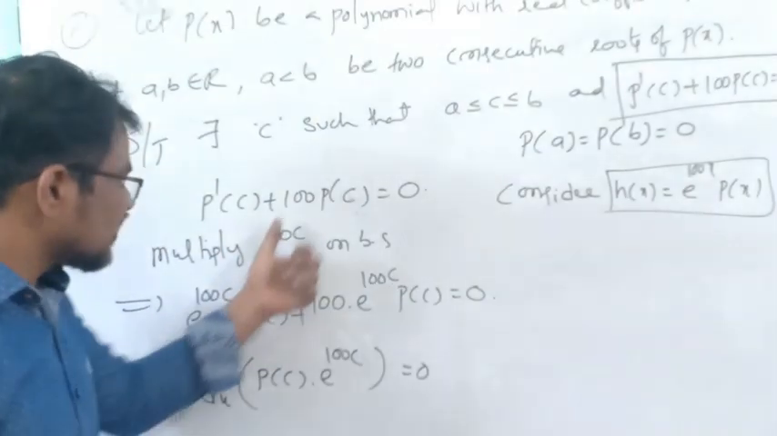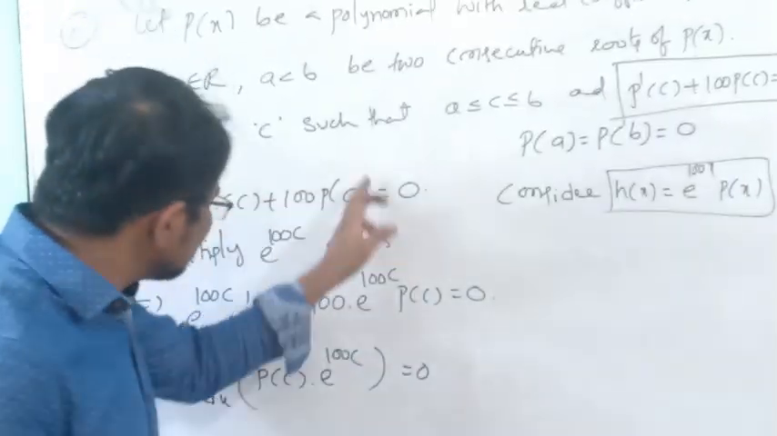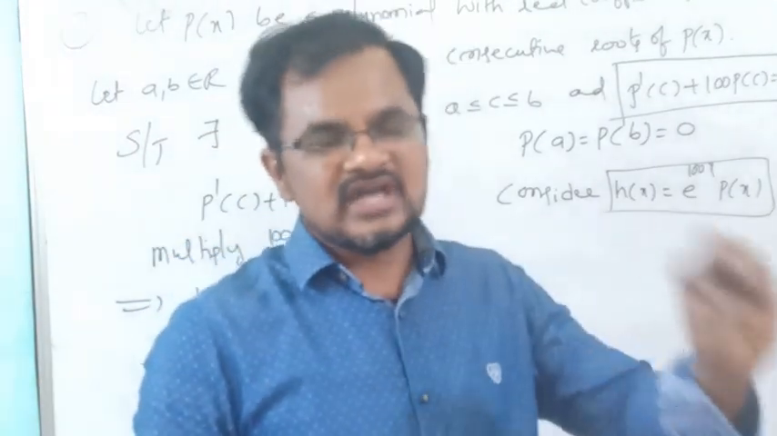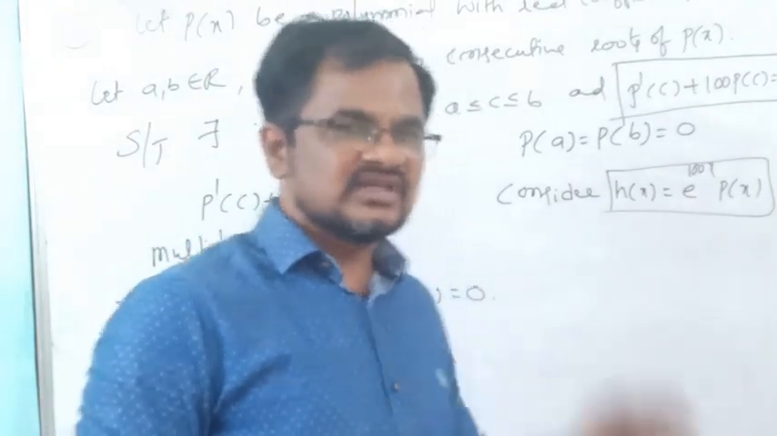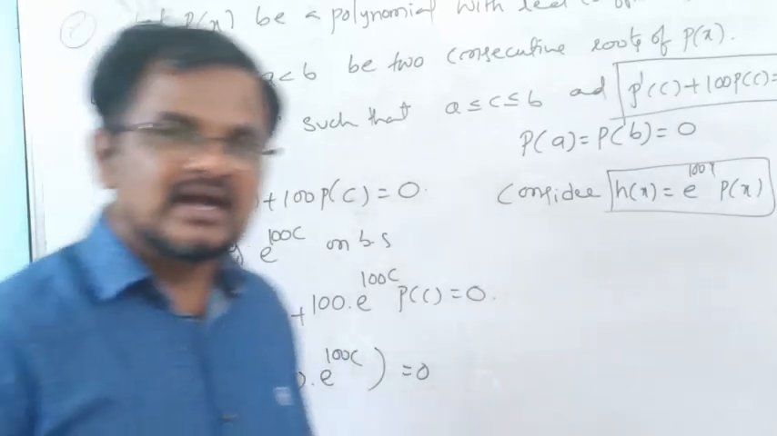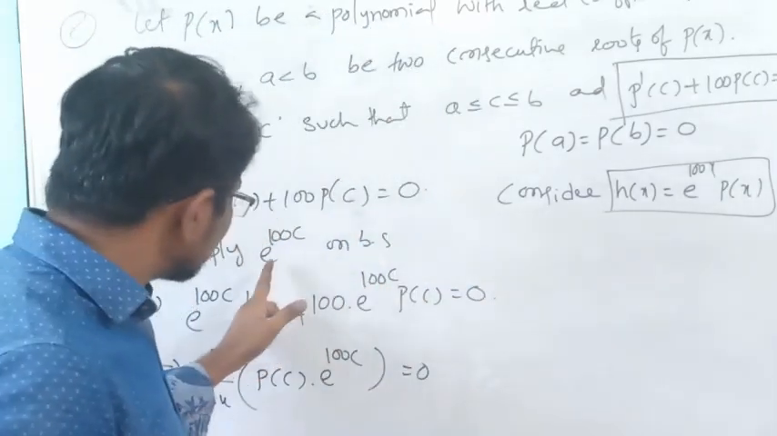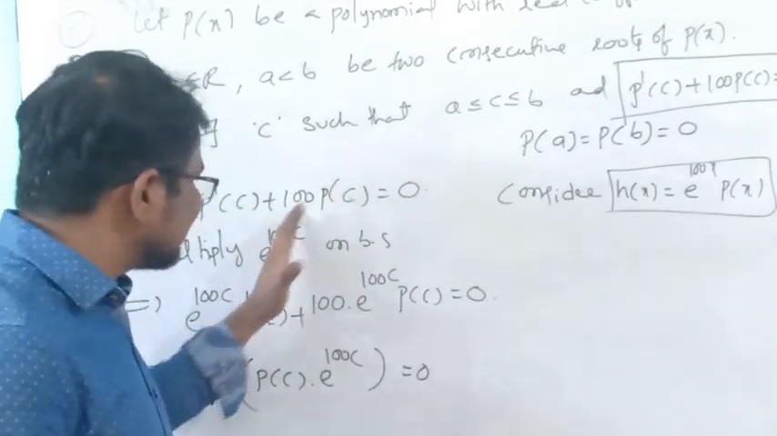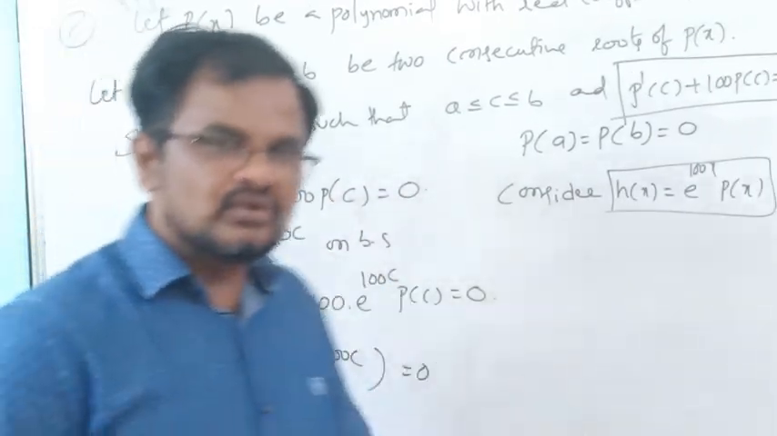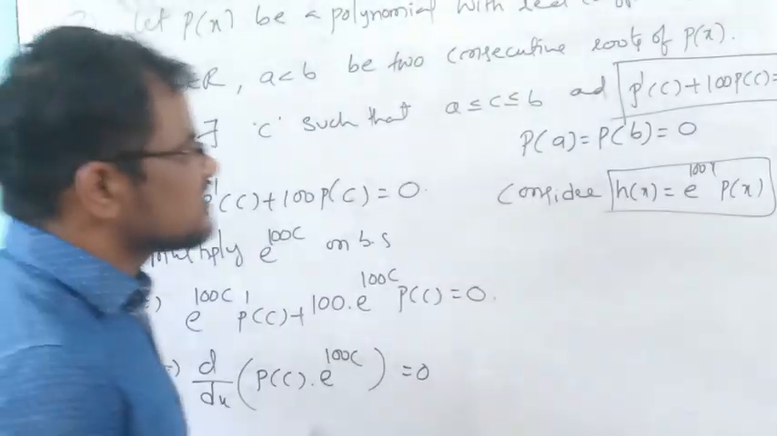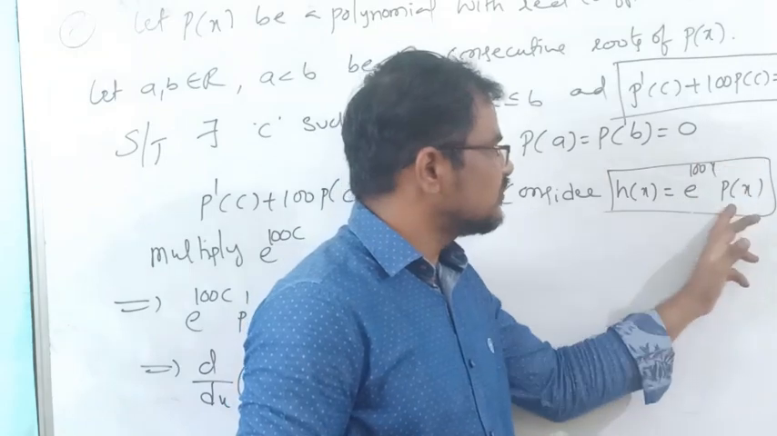Actually, this equation is a linear differential equation. In integration, one of the chapters is differential equations, and in that one topic is the linear differential equation. This is in the form of a linear differential equation. There we find the integrating factor, and this e power 100x is nothing but the integrating factor. Whenever they give a linear differential equation, we have to find the integrating factor. Now you don't know that, so we will follow the general method. Now h of x equal to e power 100x into p of x.